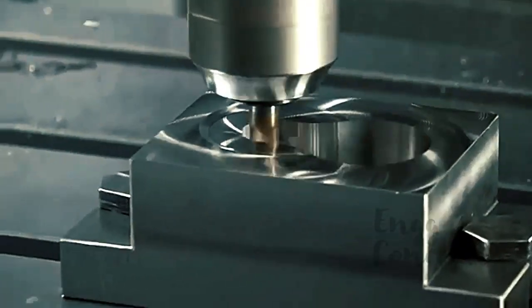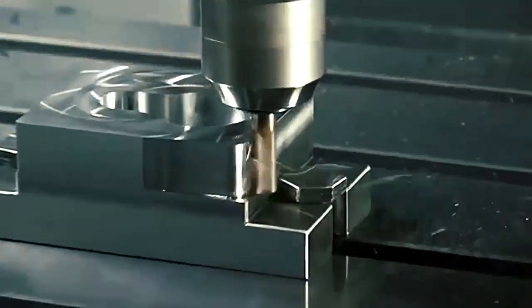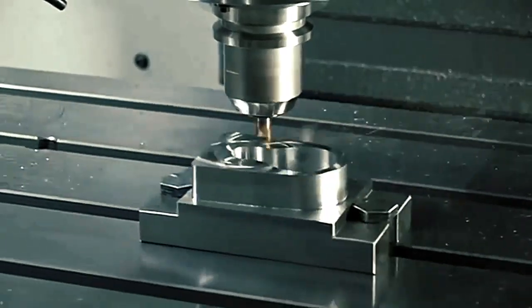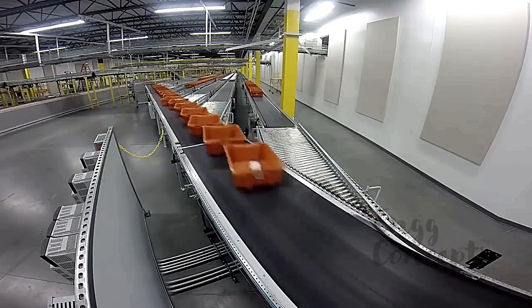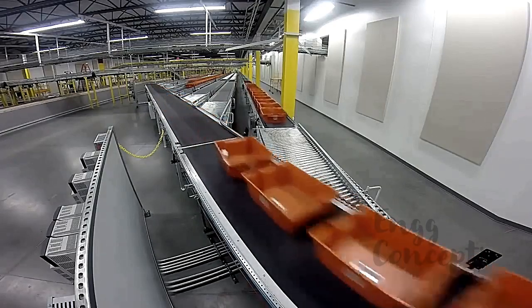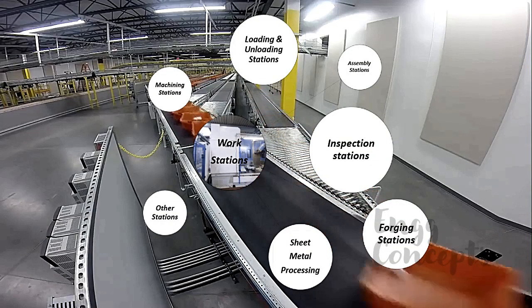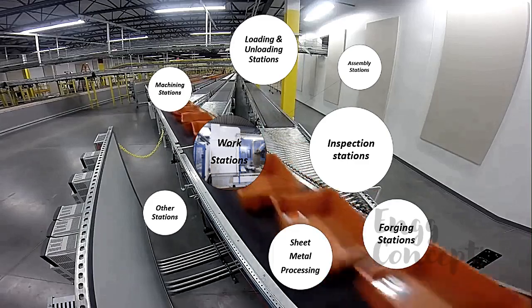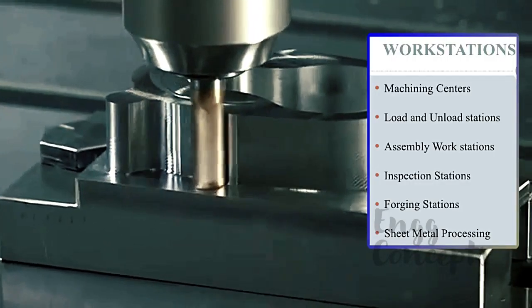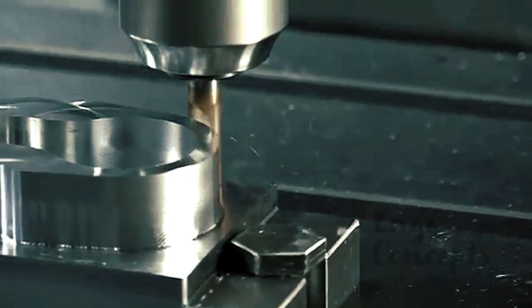The first component of flexible manufacturing system is workstations. Workstations are usually equipped with CNC machines for machining operations. So, what are the different types of workstations? Machining centers, loading and unloading stations, assembly workstations, inspection, forging, sheet metal processing workstations, etc.